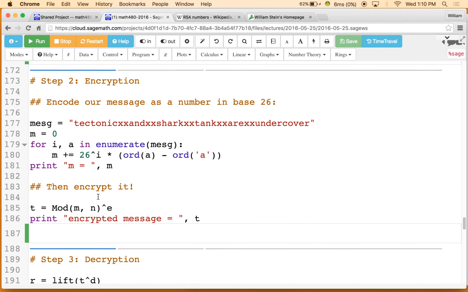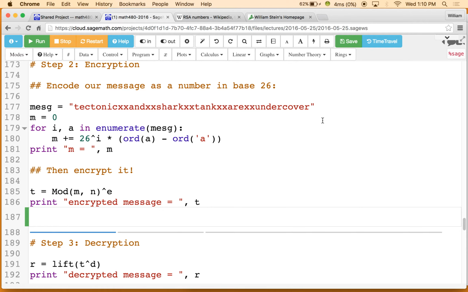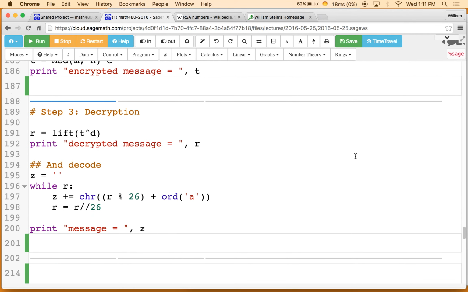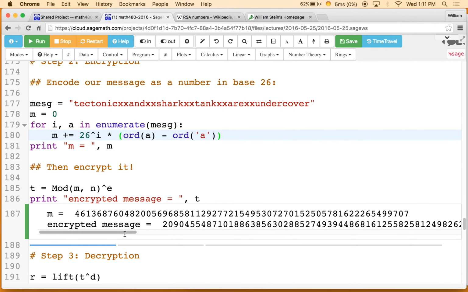Okay, second, let's encrypt. So I decided to send a message to my buddy, and I said, Tectonic and Shark Tank are undercover. I didn't have space. I'm just using letters, so I just put X's in for spaces. So that's the message that I'm going to send. And I took that and viewed it as a number in base 26, and I just turned that into an integer m. Okay, so let's do that. And here's what we got, and here's the encrypted message.